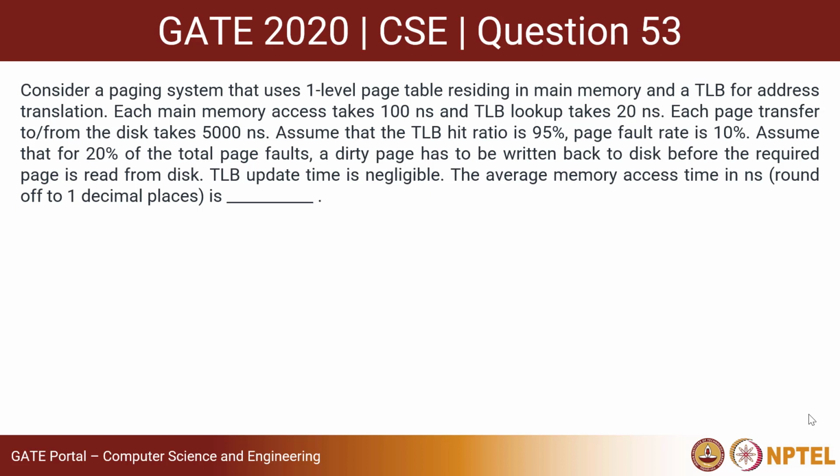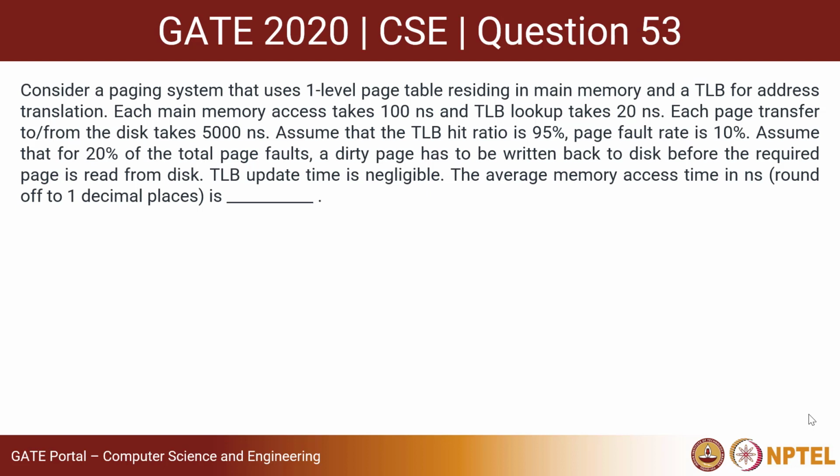Hello everyone. Today we are going to solve this question which was asked in GATE 2020. Consider a paging system that uses one level page table residing in main memory and a TLB for address translation. Each main memory access takes 100 nanosecond and TLB lookup takes 20 nanosecond. Each page transfer to and fro from the disk takes 5000 nanosecond.